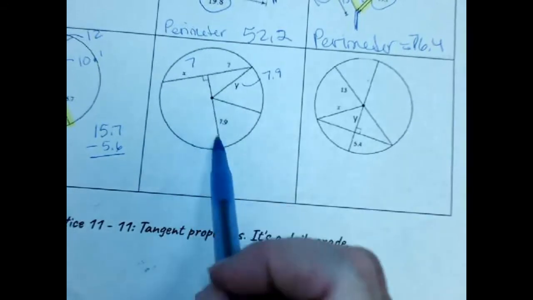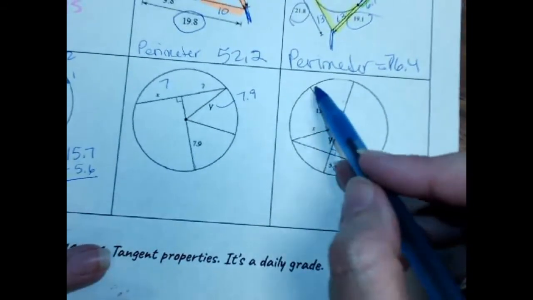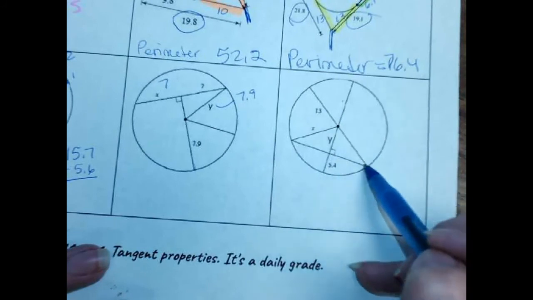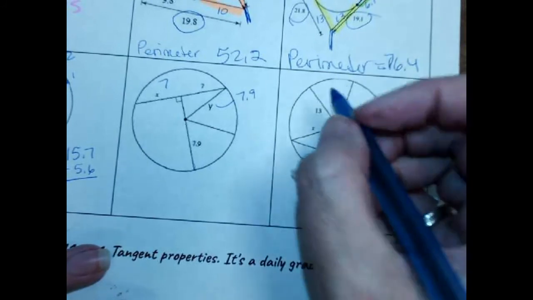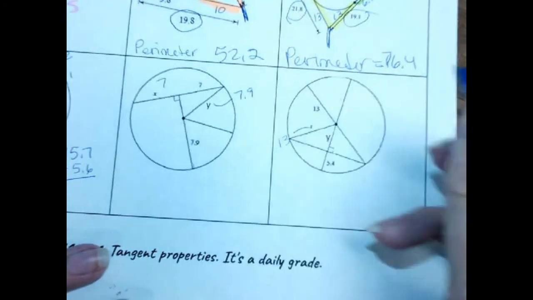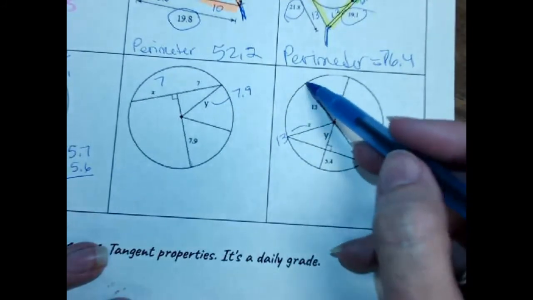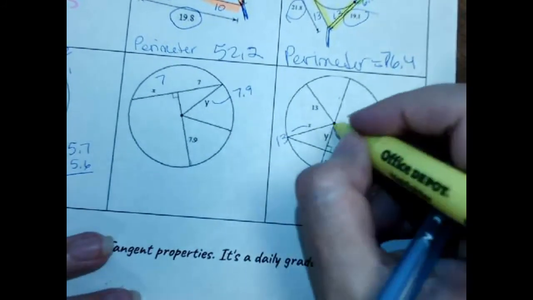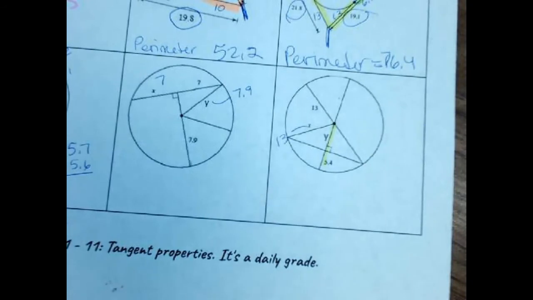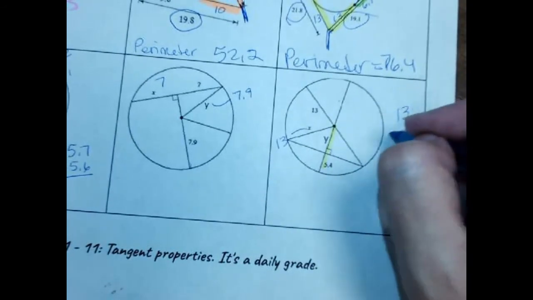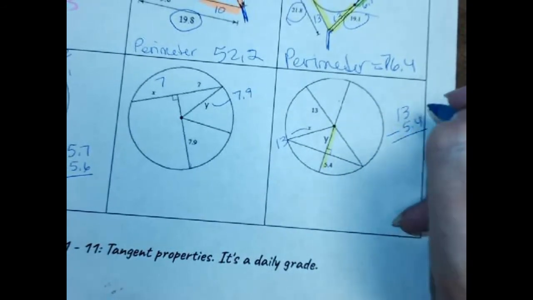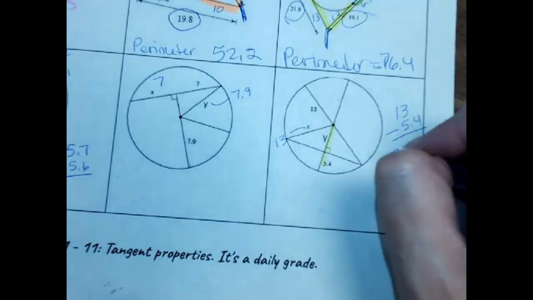These are all radius. On this one, this is a radius, and this is a radius, so if this is 13, this is 13. And if the radius is 13, then this whole thing here is 13. So to find y, I can do 13 minus 5.4, and we can get that that is 7.6 is y.